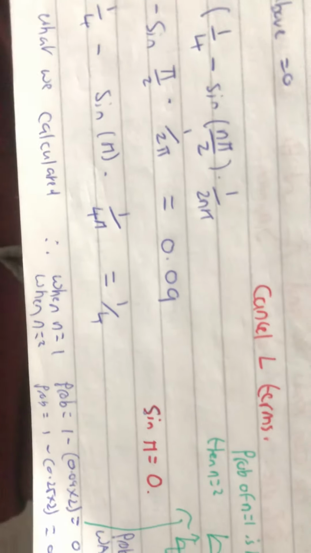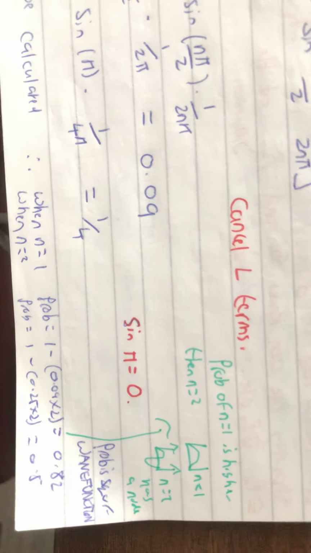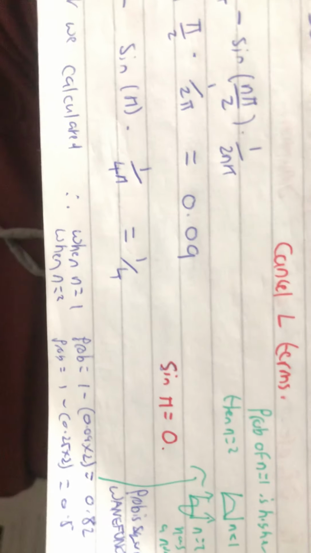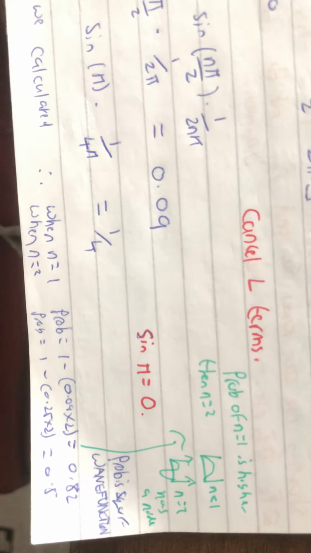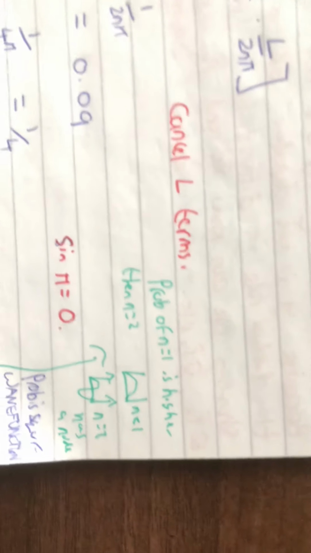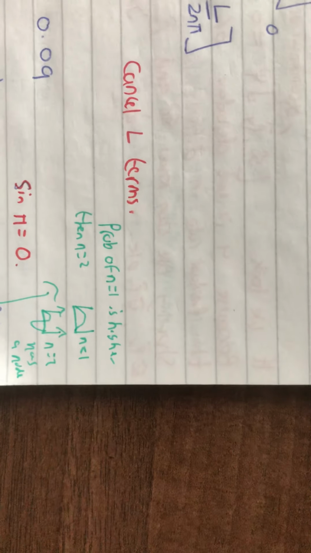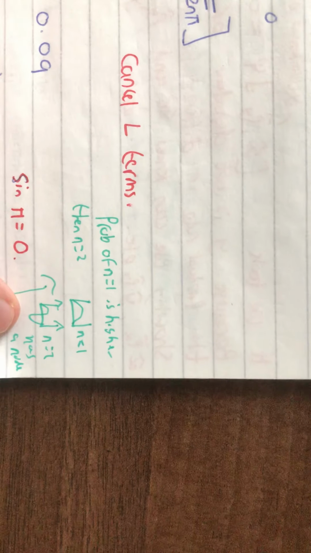So when n equals 1, the probability that we'll find it in the middle of the box is 1 minus 0.09 times 2, which is 0.82. And when n equals 2, it'll be 1 minus 0.25 times 2, which is 0.5. The probability for n equals 1 is higher because the wave function is as shown, so there's more of it obviously in the box. And when n equals 2, there's wave function outside the box.